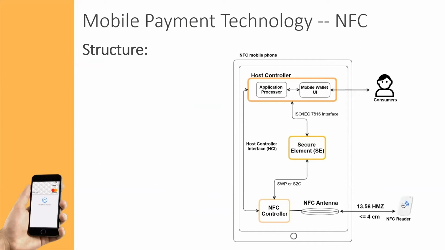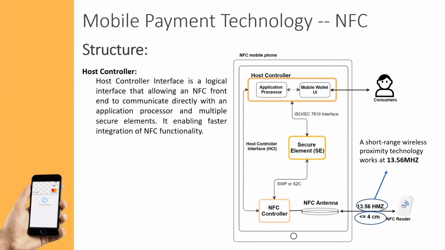So now that we are familiar with what mobile payment is, let me introduce NFC, near field communication. NFC is a short-range wireless proximity technology that works at 13.56 MHz. And the maximum distance between the consumer and the NFC reader is 4 centimeters. In NFC, we will discuss three main components of the NFC mobile phone.